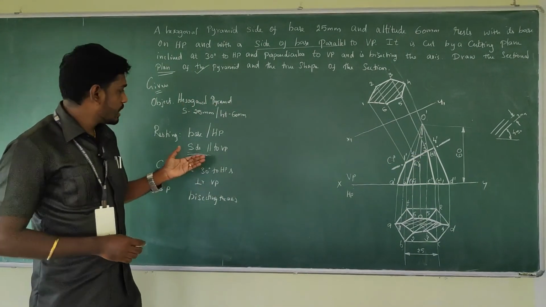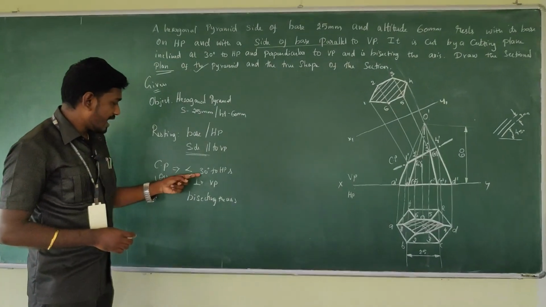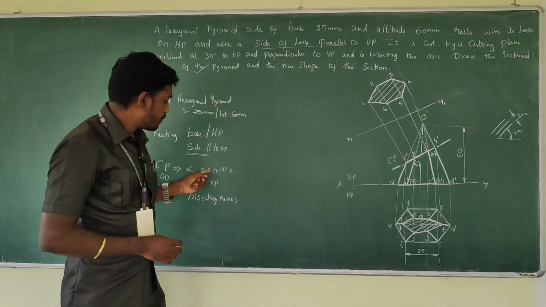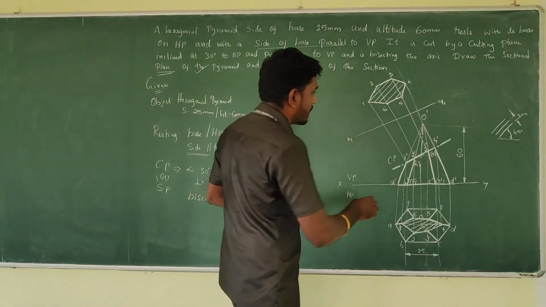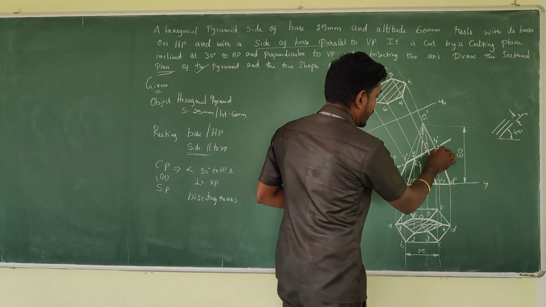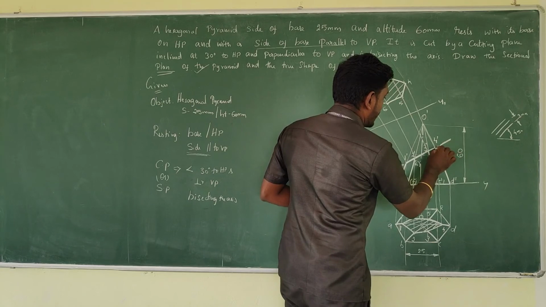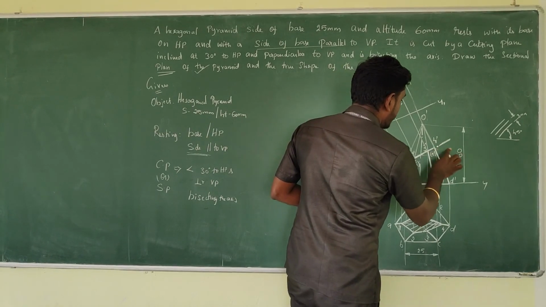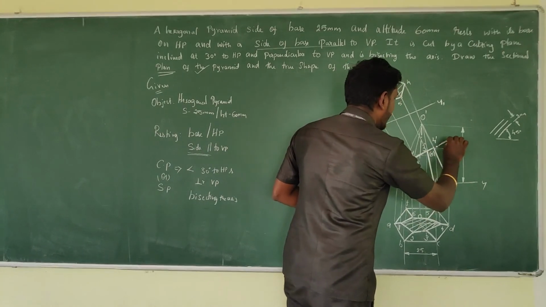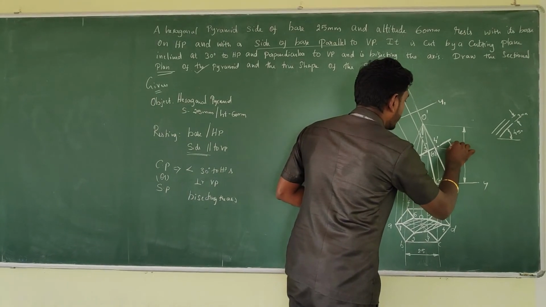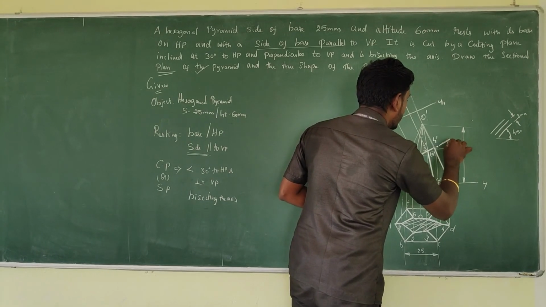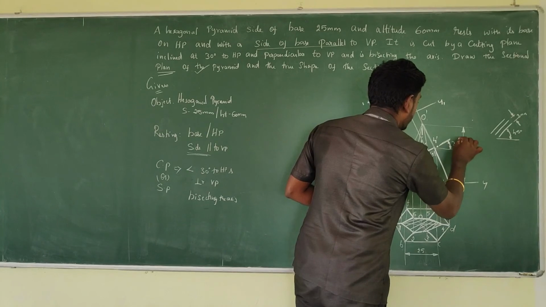Any other measurement? Yes, we have the inclination of 30 degrees for the cutting plane, right? It should be specified. Here is the cutting plane, so we can specify it here. Draw a horizontal line nearby it, and have the inclination specified like this and write 30 degrees.